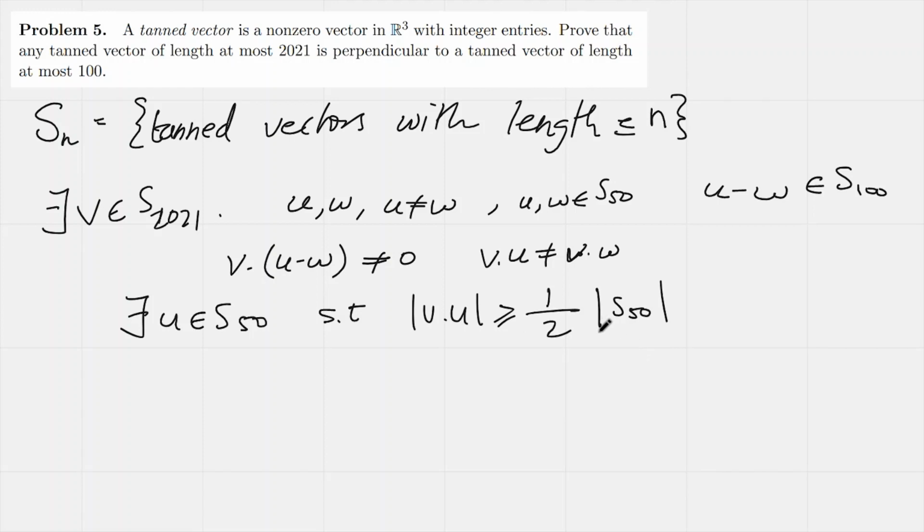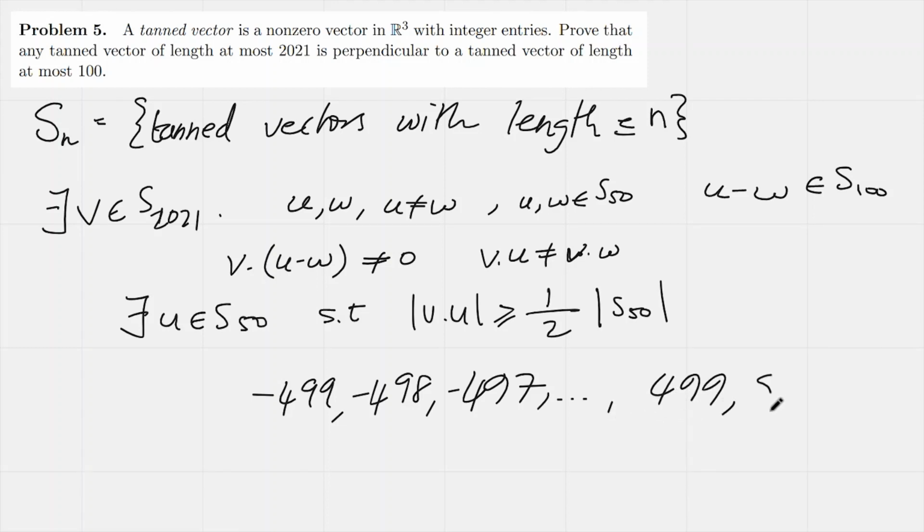Why is this true? Well, let's just suppose that S50 had size 1000 for argument's sake. We know that when we take each of those 1000 elements in S50 and dot them with v, we're going to get a different whole number. The worst case scenario is maybe if we start with minus 499, then minus 498, minus 497, and so on. We're writing this list of integers, and we know it's got to be 1000 different integers. So it would go up to 499, but it would have to include 500 as well. And that would give us 1000 integers.